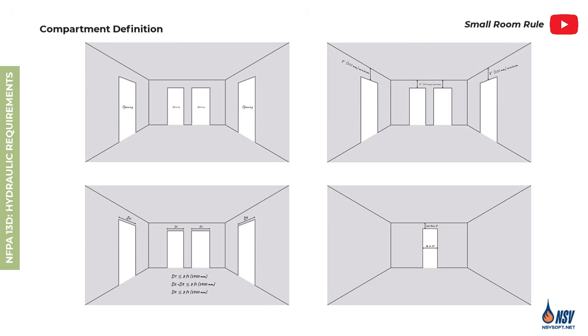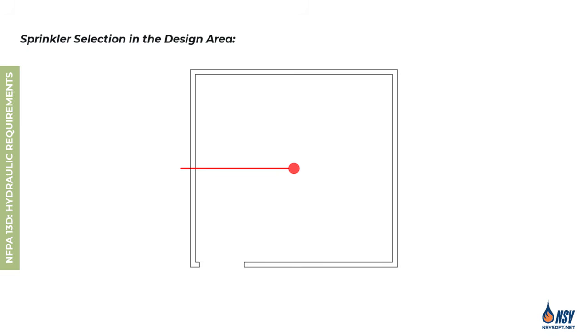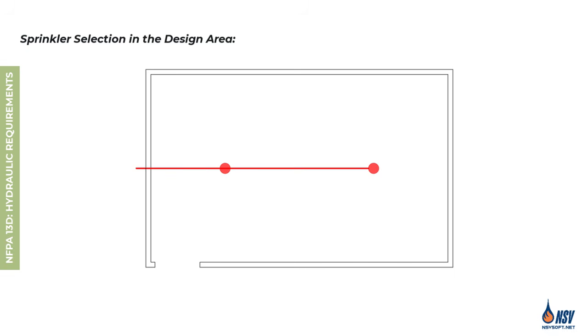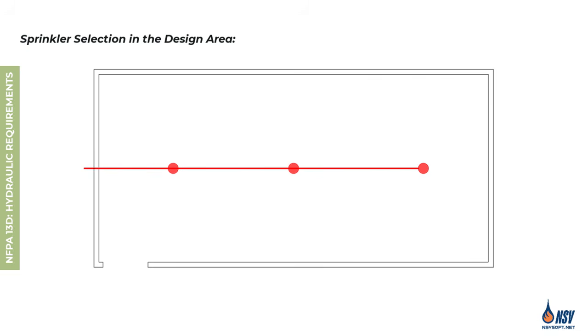The compartment has its own definition, which we already explained in the small room rule video. In the first figure, only 1 residential pendant sprinkler is installed, so the hydraulic calculation is based solely on that sprinkler. In the second figure, there are 2 sprinklers in the compartment, meaning both must be included in the calculation. In the final figure, there are 3 sprinklers in the compartment. However, we only need to consider the 2 sprinklers that create the greatest hydraulic demand.